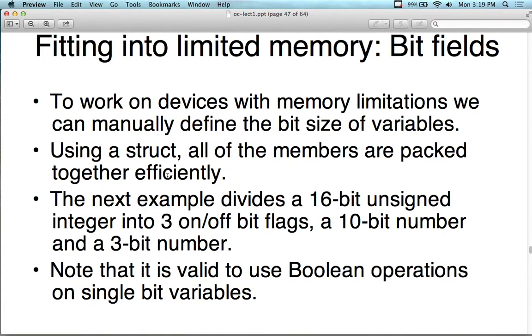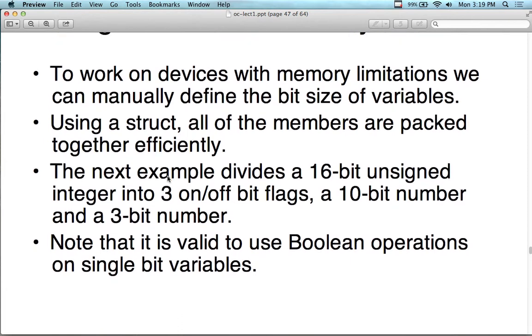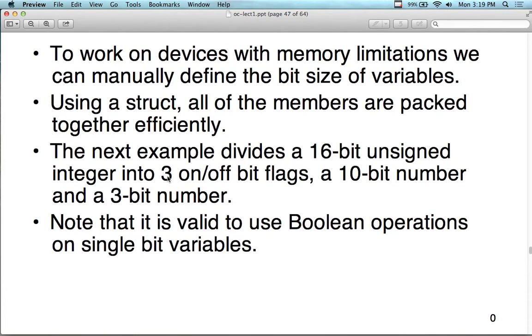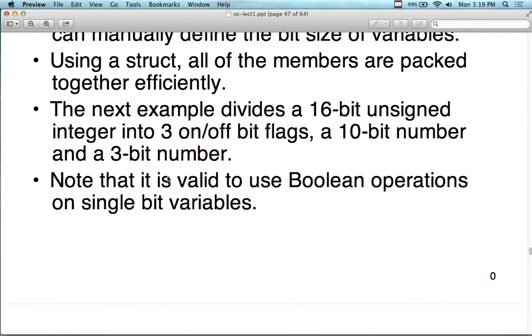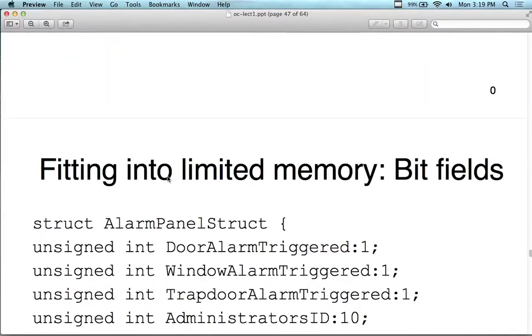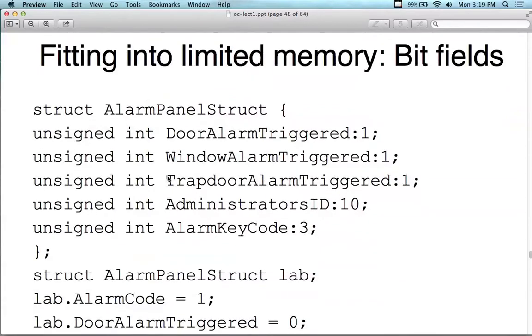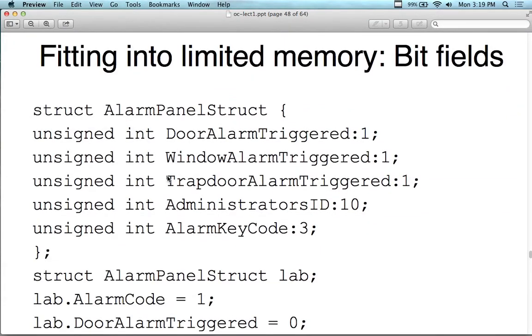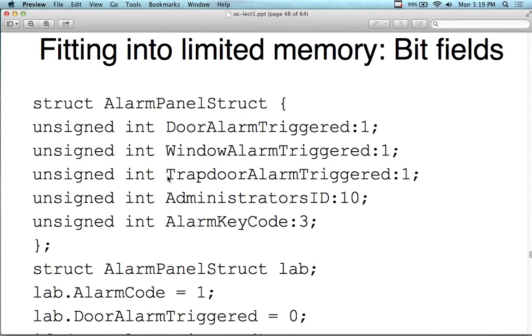In the next example, we're going to use a 16-bit unsigned integer with a 1-bit on and off flag, a 10-bit number and a 3-bit number. So note that it's valid to use a Boolean operation on a single-bit field as well. And here's just the example of it. So we're fitting into a little memory location.